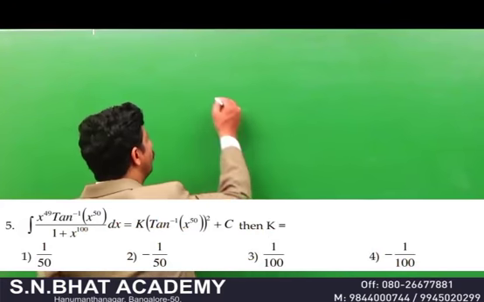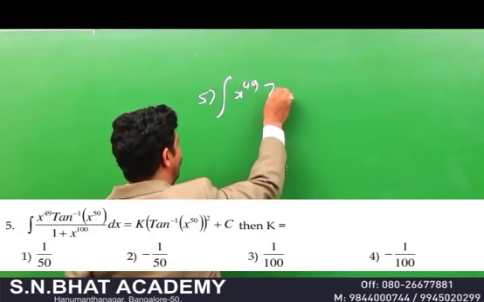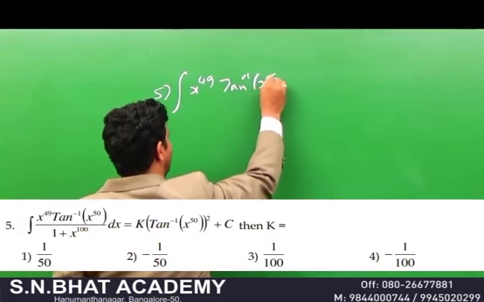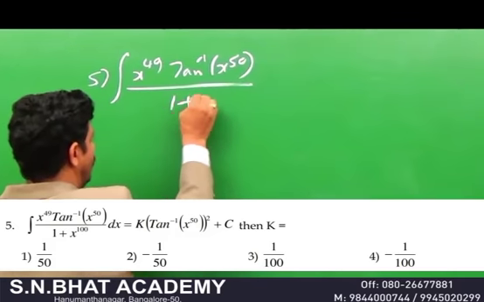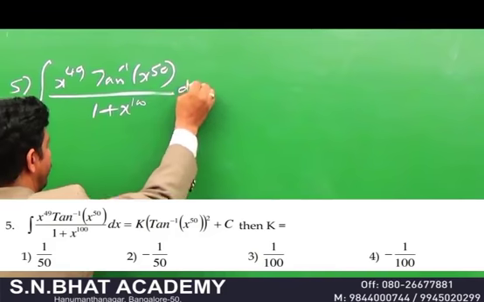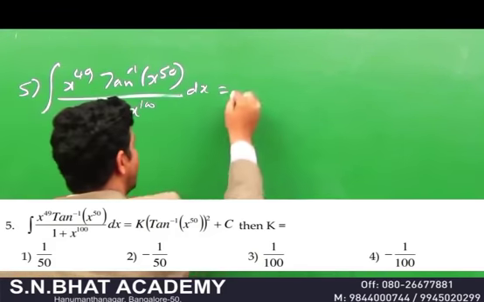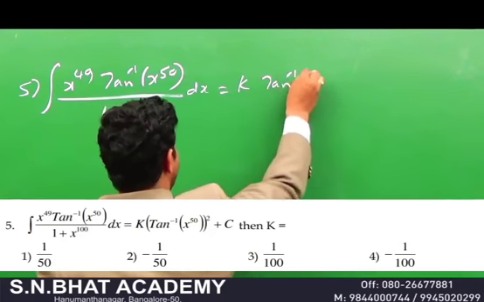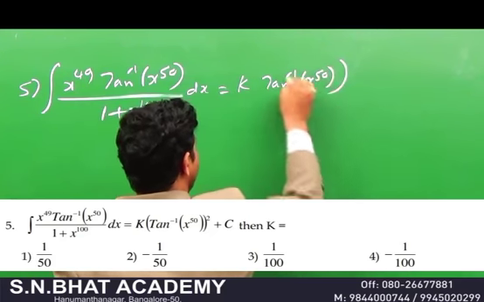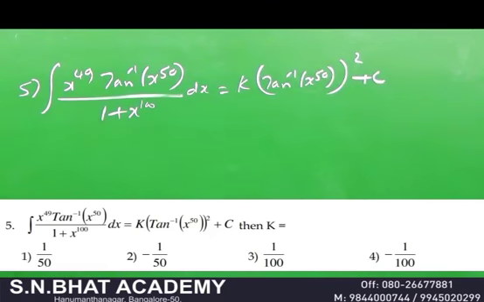Now question number 5. Here the integral of x to the power of 49 tan inverse x power 50 divided by 1 plus x to the power of 100 is given to be k times (tan inverse of x to the power of 50) whole square plus c. And we have to determine the value of k. We have to use substitution here.